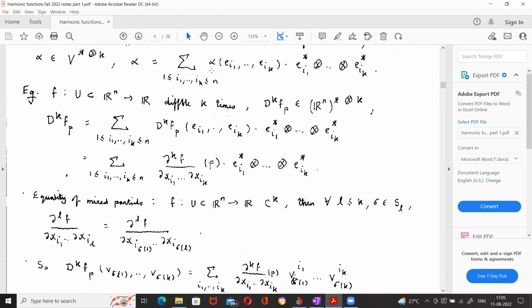And so by this above formula, I can write d^k f at P as a sum over indices i1 to ik, d^k f at P applied to e_{i1} to e_{ik}, into e_{i1}^* tensor ... tensor e_{ik}^*. And this d^k f at P applied to e_{i1} to e_{ik}, as we've already seen, is equal to the kth partial derivative, del^k f over del x_{i1} to del x_{ik} at P, into e_{i1}^* tensor ... tensor e_{ik}^*. Okay. So we have an explicit expression for the kth derivative in terms of the partial derivatives.